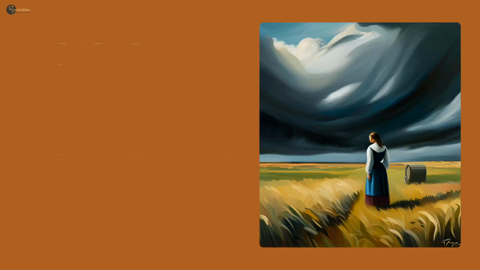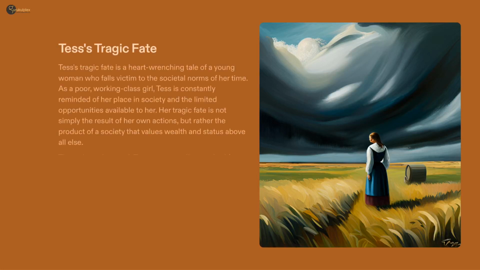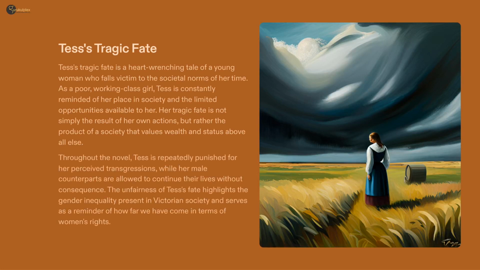The novel Tess of the D'Urbervilles gives an insight into the unfortunate destiny of its protagonist, Tess. All throughout the book, Tess is presented as an innocent sufferer of the rigid norms and lack of possibilities in the society. Her tragedy wasn't only a consequence of her decisions but also of the constrictions that society had imposed on her as a financially poor working-class female. Her ultimate fate brings out the inequality between men and women that had existed in Victorian society. It serves as a reminder of our advances in women's rights and how much we have grown since then.